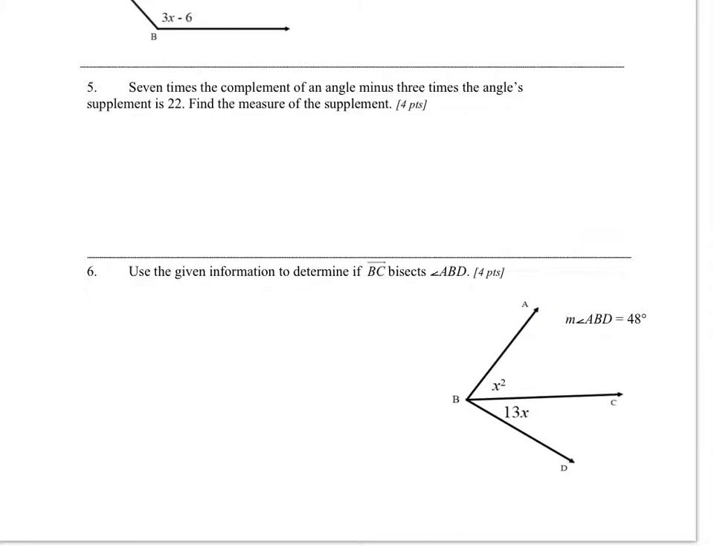So we'll start with number 5 on this quiz. 7 times the complement of an angle minus 3 times the angle supplement is 22. Now, remember we talked about whenever we see the complement, we're going to call that 90 minus x, assuming that x is the angle. And whenever we see the supplement, we're going to call that 180 minus x because the angle and its supplement need to add to 180.